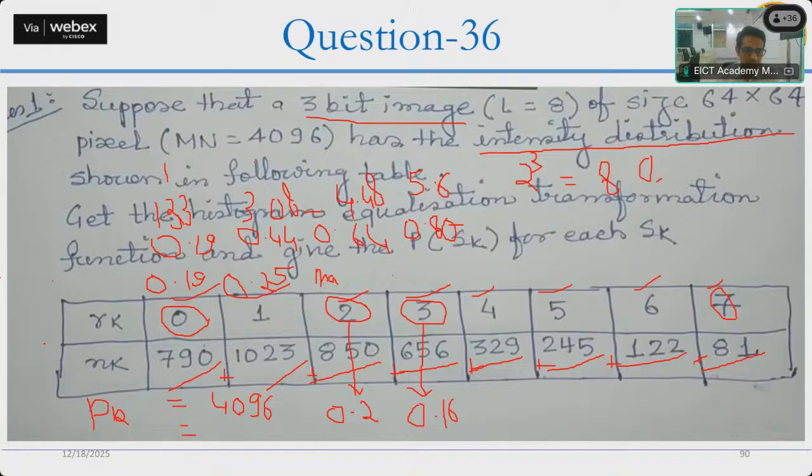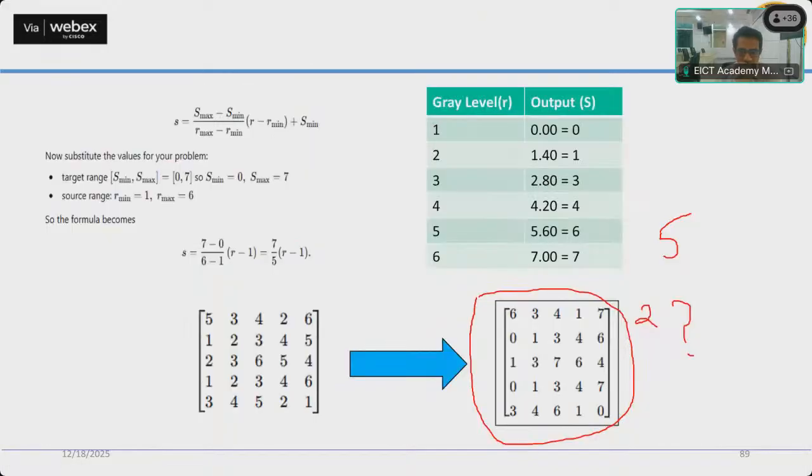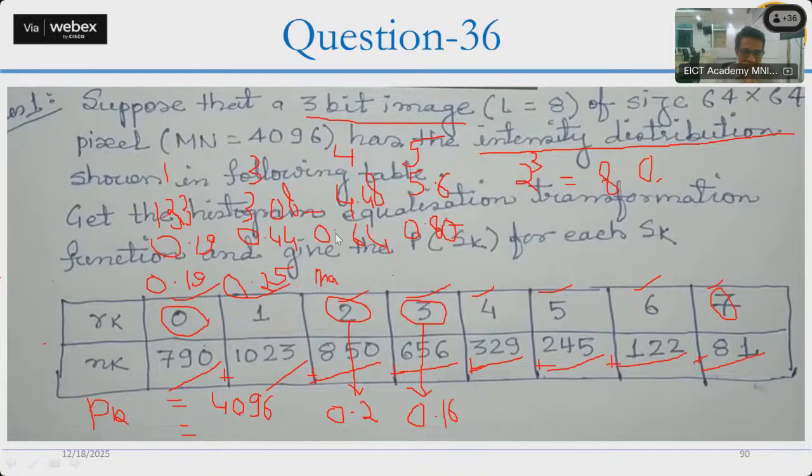It is 1. It is 3. This is 3, and this is 4, actually a very near case. This is 5. So the new gray levels will be 1, 3, 4, 5. Let us check out the answer.